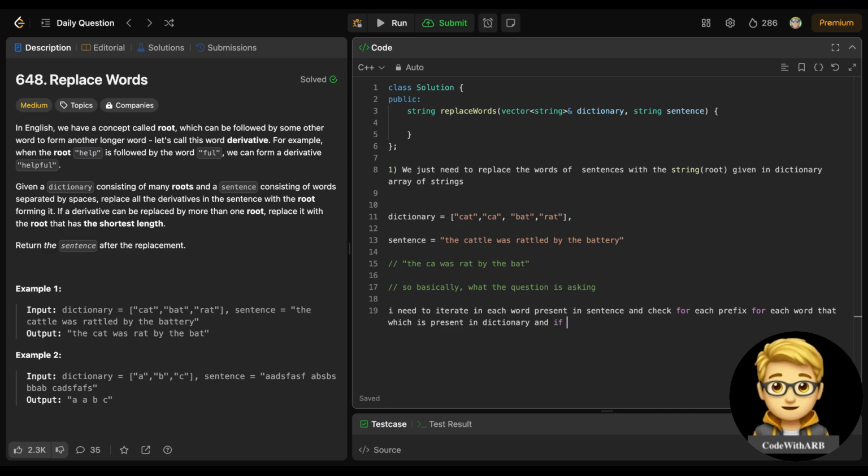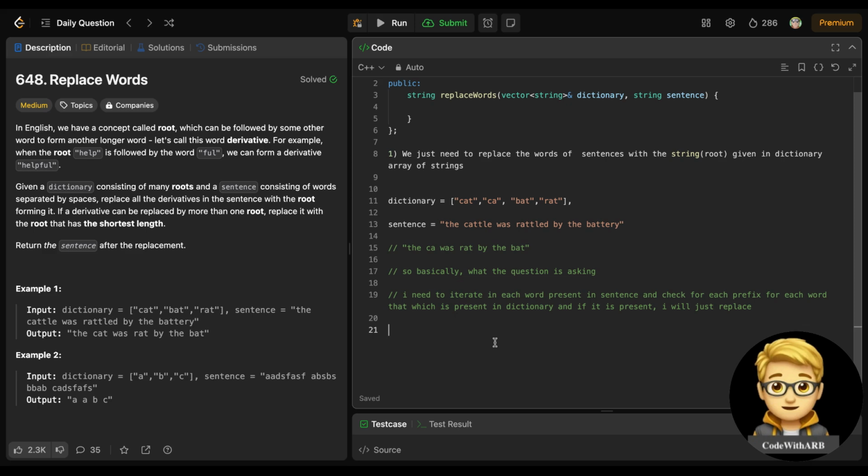If it is present, I will just replace it. Okay. So for the iteration part, we know how we will iterate. I will start iterating in this sentence, right? But how will we check whether the current word prefix is available or not?